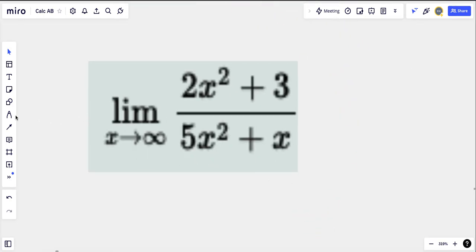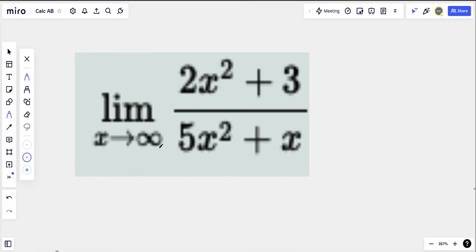This one's another infinite limit question, as you can see here. So you can just compare these coefficients. So you just see this right here, and then you know the answer is already 2 over 5, just comparing those coefficients for the highest power, which is 2.